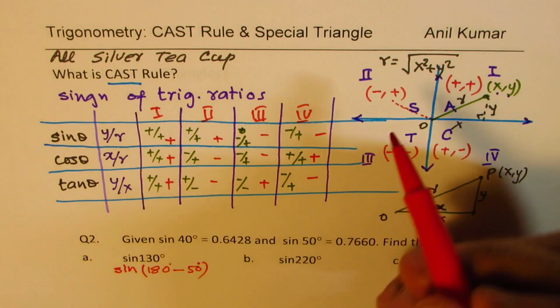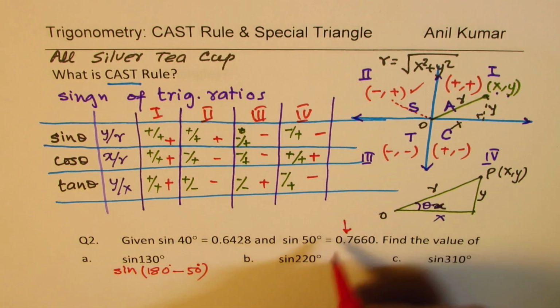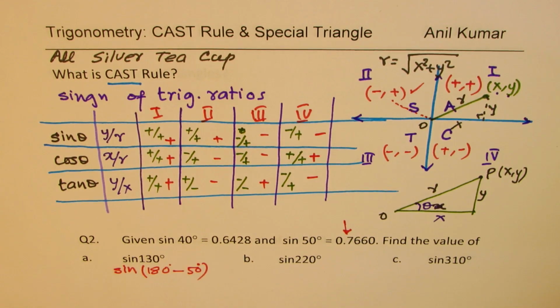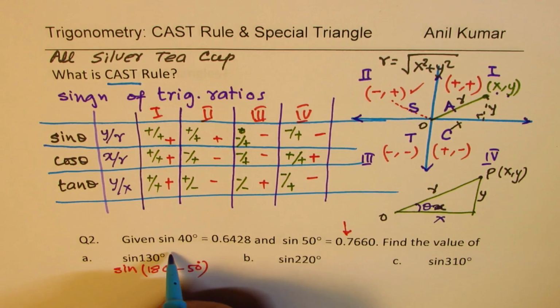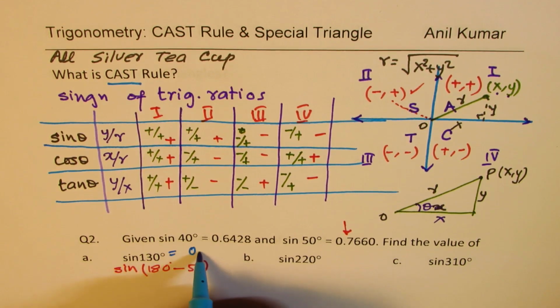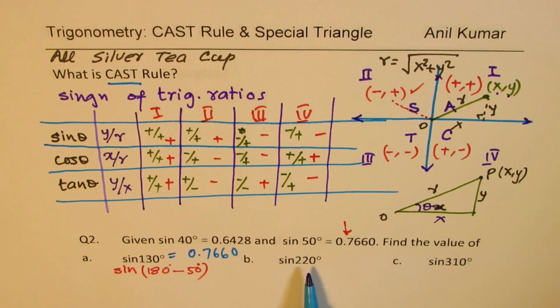Now, since you are in this quadrant and your angle now is 50 degrees, your value will be that and positive. Correct? So this will be equal to 0.7660. Right? So I just calculated this value for you. This concept is still not explained. Okay. Anyway, we'll again take this question later. Now let's look into the second one, 220 degrees.